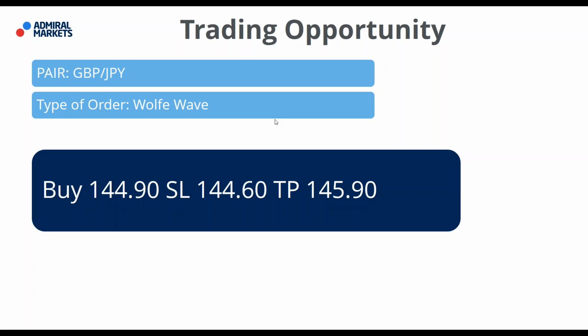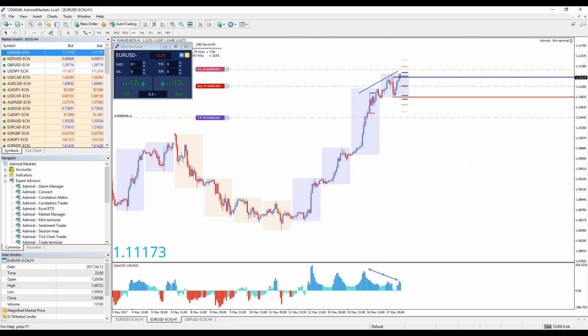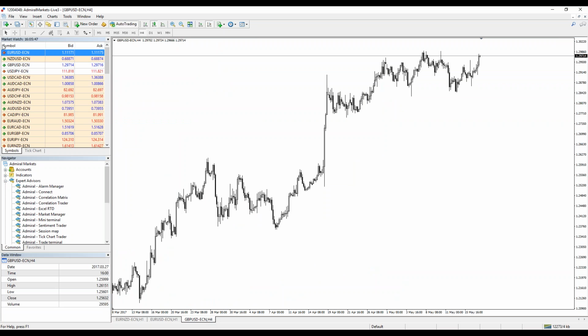Next opportunity to buy is pound yen, 144.90, 30 pip stop loss, full TP is 145.90. Also very important for you to know that this trade might happen soon. Yes, it might happen soon. And this trade will be part of Wolfe Waves. But let's see, we might have a trade soon. I will open the chart now. So this is for Wolfe Waves.